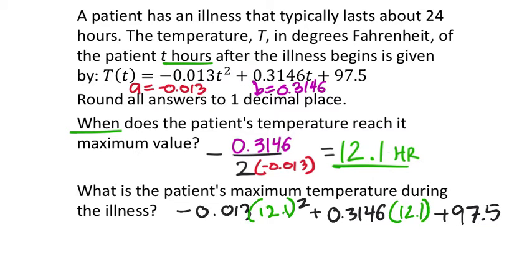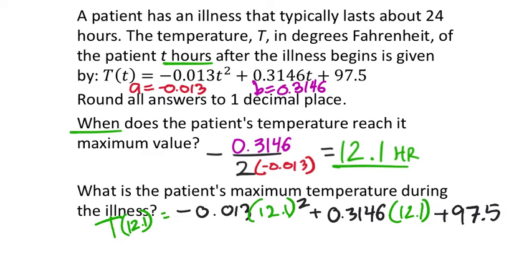And again, this is just something I'm going to type into my calculator, and this will tell me the maximum temperature. This is, by the way, it would have been shown as T of 12.1, which is kind of how we've seen how you find the corresponding Y value there, which is really all this is. So let's put this in. I got negative 0.013 times 12.1 squared plus 0.3146 times 12.1 plus 97.5.